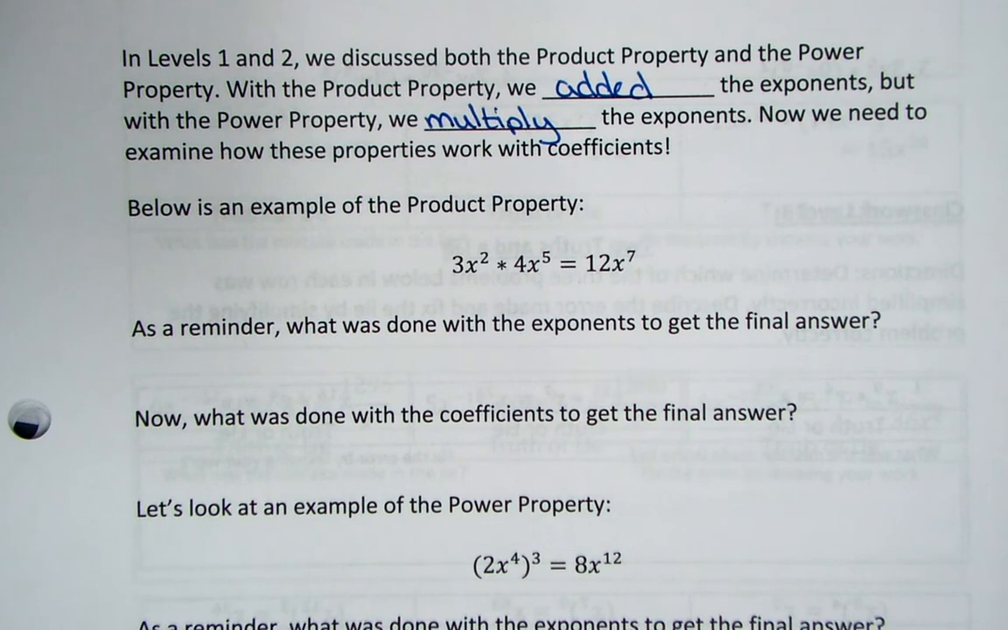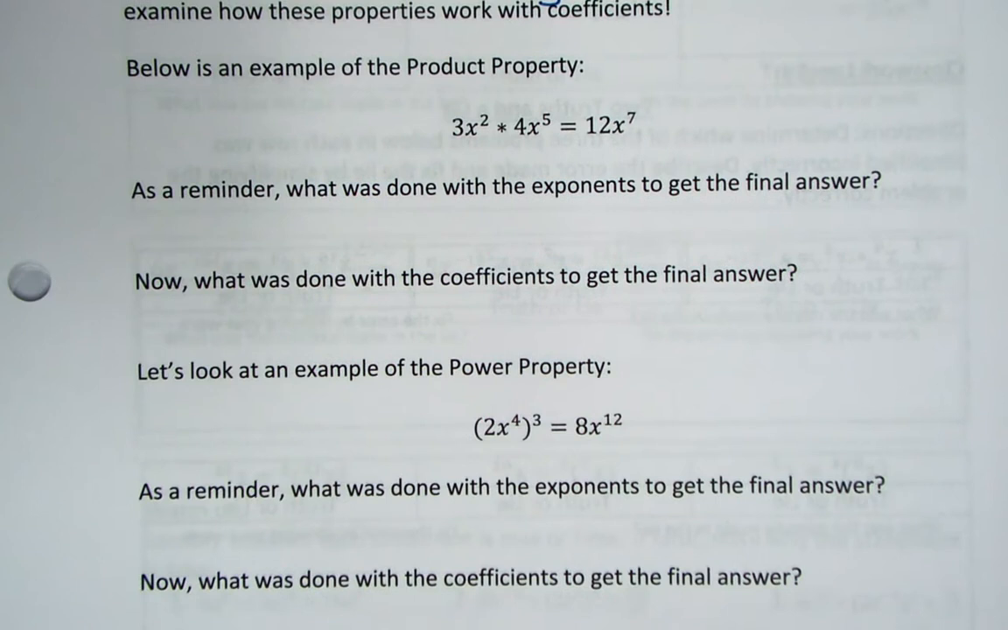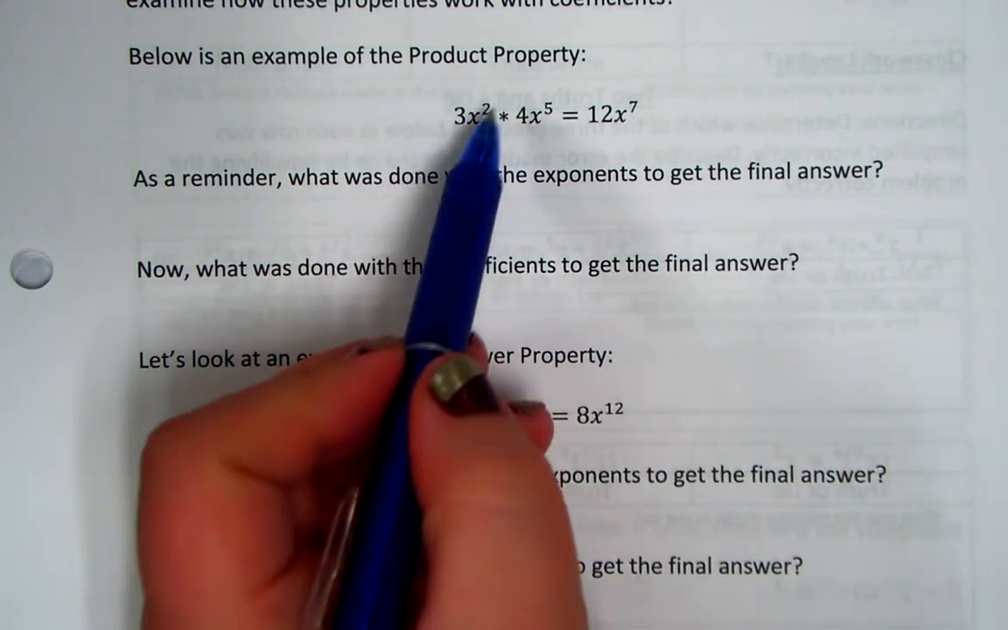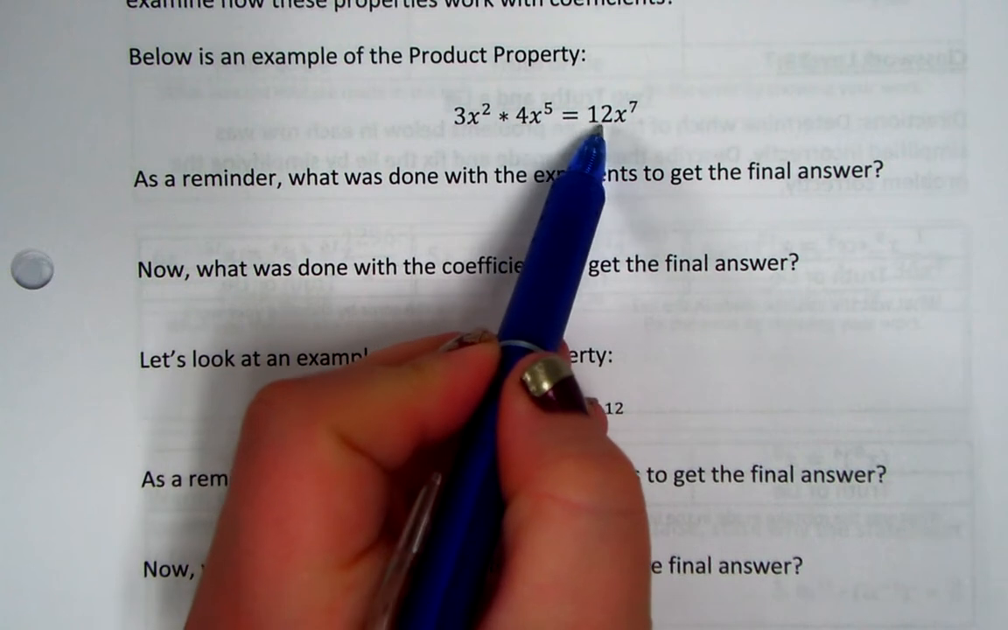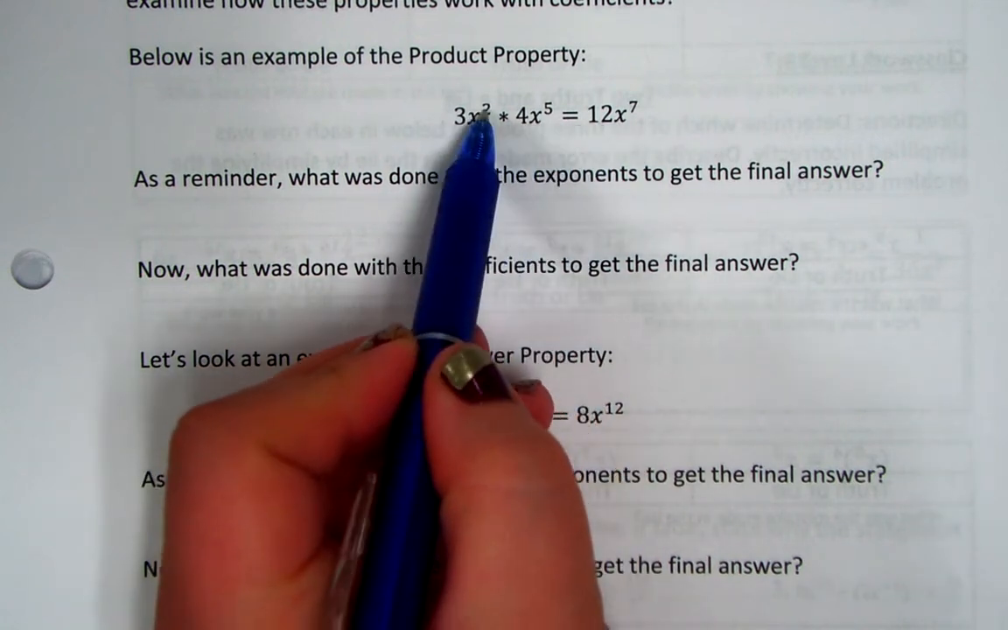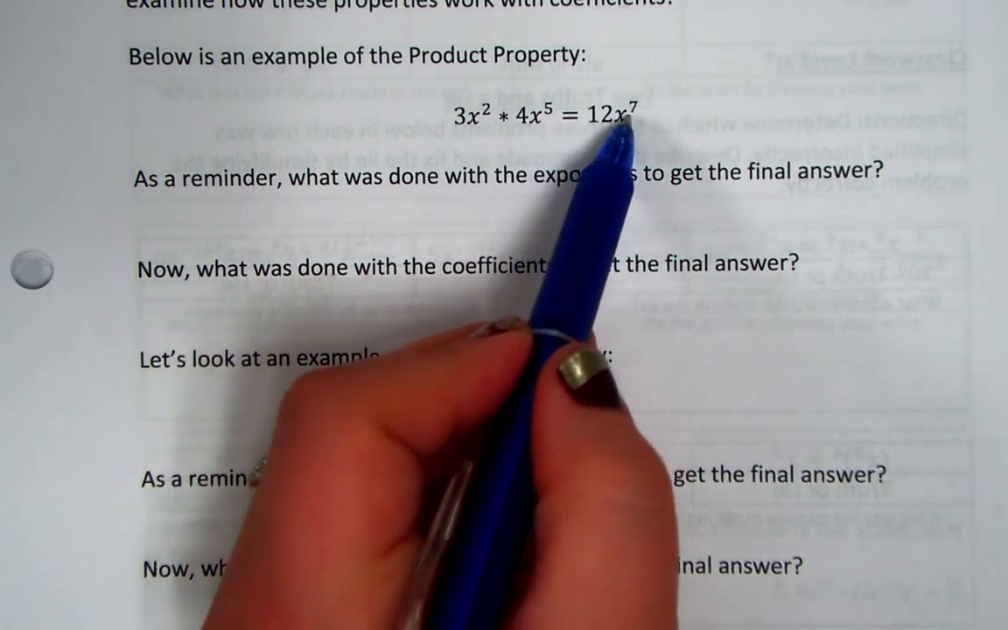But let's see how those work together, and we're going to add in some coefficients. So here's an example of our product property with some coefficients. And we want to ask ourselves, well, how did they get these numbers? How did the 3 and the 4 become 12? Well, they were multiplied together. How did the 2 and the 5 become 7?